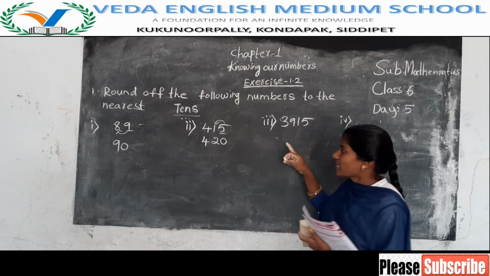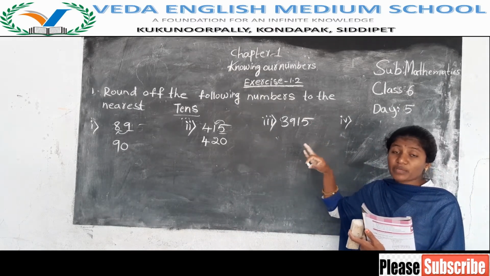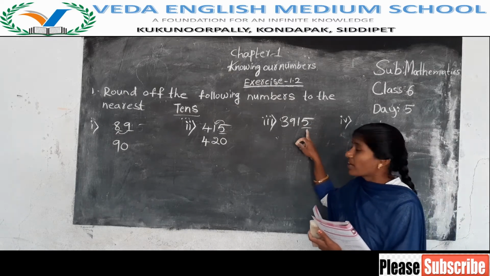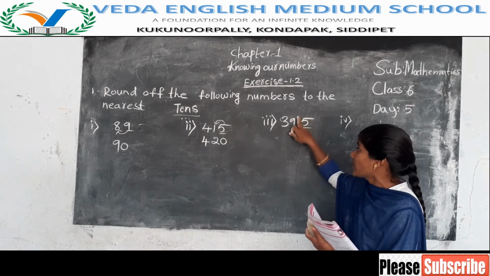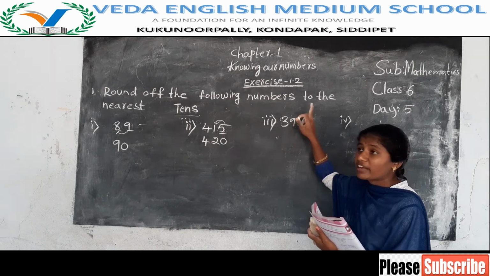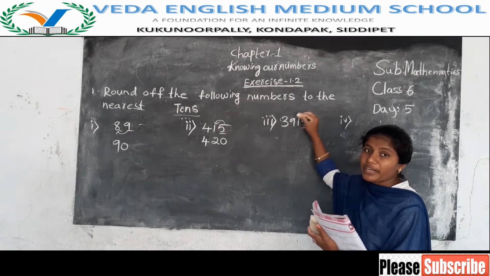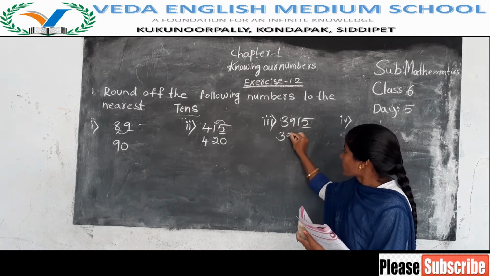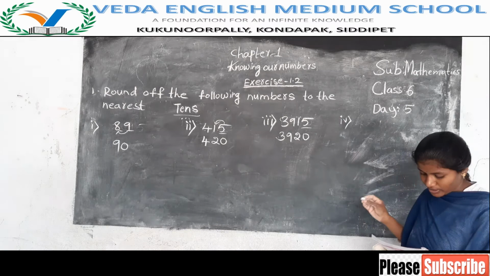3915. They are asking to find nearest to tens. That means we have to check the ones place. What we have in the ones place? 5. Is 5 above 5 or below 5? Above 5. If the number is above 5, then you have to increase the next number by 1. What is the next number here? 1. If we increase the 1 by 1, then what is the next number? 2. So 3915 is nearest to 3920.